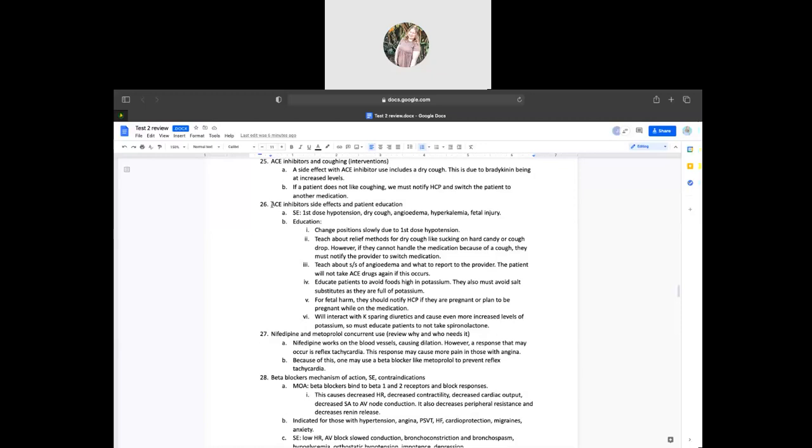We need to teach about the signs and symptoms of angioedema and what to report to the provider. The patient will not take ACE drugs again if they have the angioedema. We need to educate the patient to avoid foods high in potassium and to avoid salt substitutes as they are full of potassium. For fetal harm, we need to make sure that they notify the healthcare provider if they're pregnant or if they plan to be pregnant while on the medication, because we don't want any fetal harm to the child. Remember, they will interact with potassium-sparing diuretics and cause even more increased levels of potassium, so we must educate the patient to not take spironolactone with ACE inhibitors.